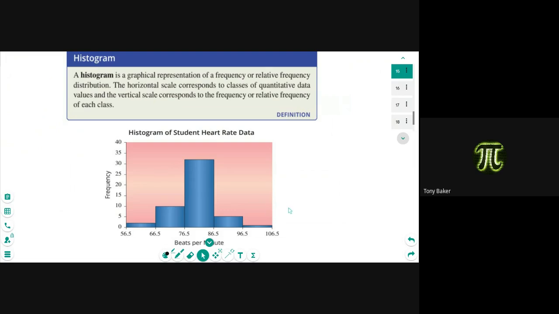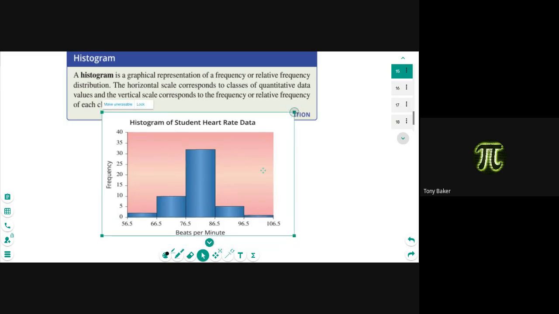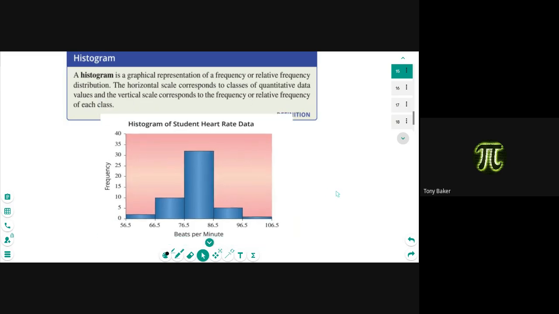Okay, so if you look at this, what kind of pattern do you see forming in it? What do you notice happening with the heart rates? Yeah, the middle seems to have the most, right? Okay, and the outer edges seem to have the least. Okay, what else do you notice about how this histogram was created? Starts off at 0. That's an important thing.